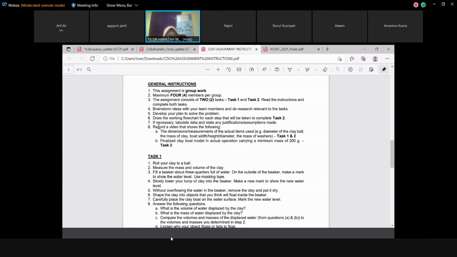And then you need to record a video. The video should be less than 5 minutes. What we should include in the video: you need to show the dimension, the diameter of the clay ball. You have to show what the diameter of your clay ball is, and then the mass of your clay, and also the measurement of your boat. And finalize or test the clay boat with the coins earlier.